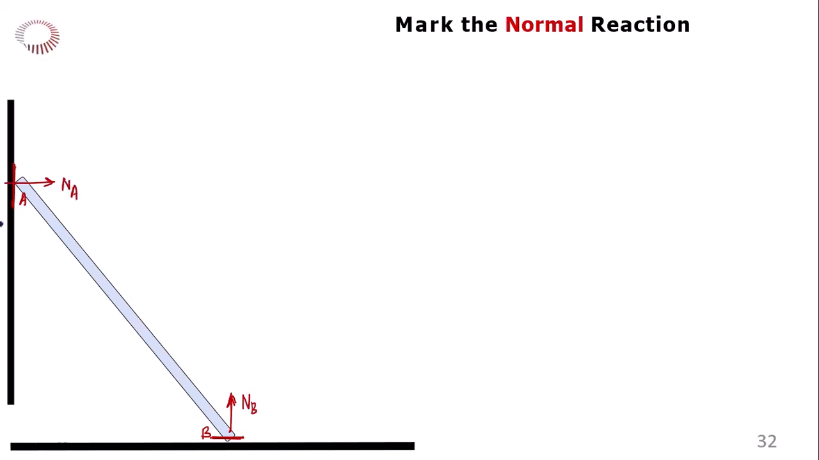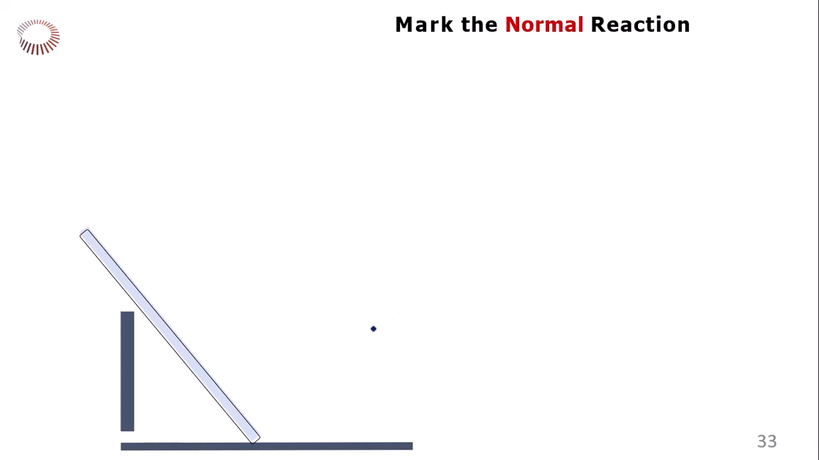So this is the NA. Whenever you draw the normal, it is always perpendicular to the surface. Surface is what? The surface of the object may be considered, or the surface of the floor on which it is resting may be considered. Here we consider the surface of the floor. Similarly, if the rod is overhanging, at point A there is a point contact with the wall, and at point B there is a surface contact.